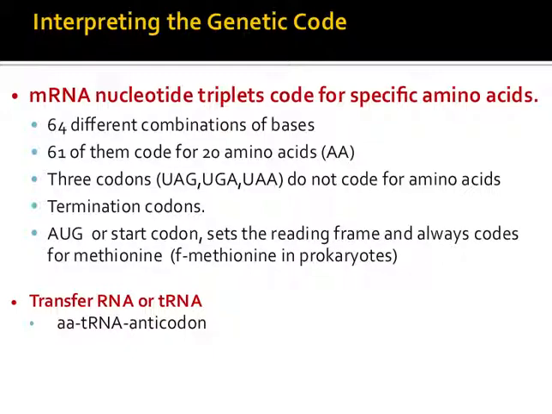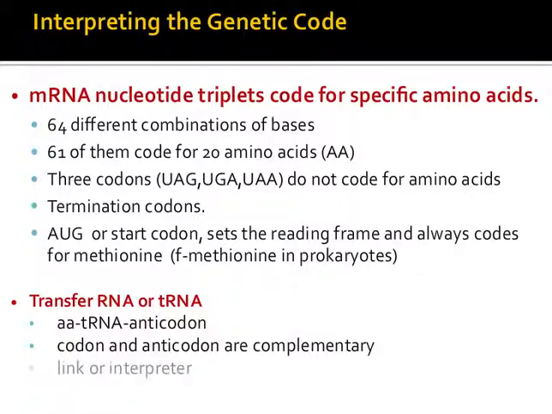The anticodon of the tRNA is a set of 3 nucleotides that can interact with the codon on the messenger RNA. To interact, the codon and anticodon must be complementary. In other words, they must be able to form base pairs in an anti-parallel orientation. And so the anticodon of a transfer RNA serves as a link between the messenger RNA codon and the amino acid that the codon specifies.